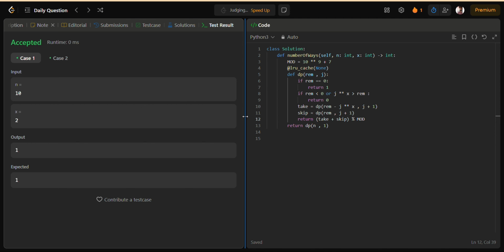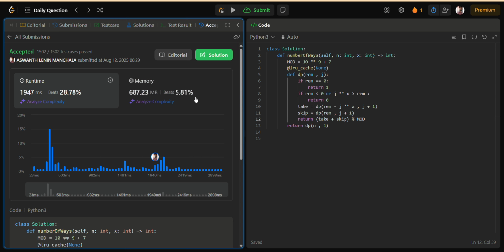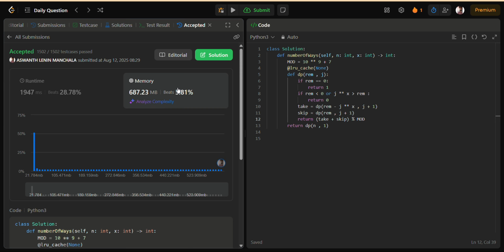We broke down the statement, walked through an example, and saw how recursion with memoization can efficiently solve it without overcounting.